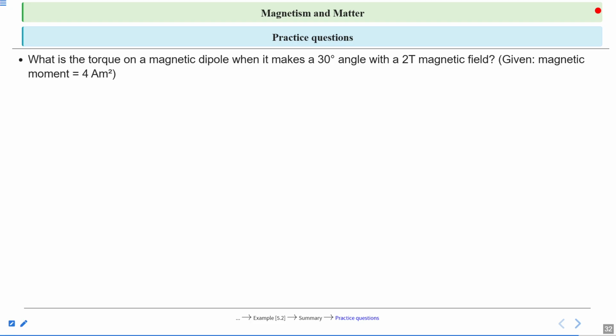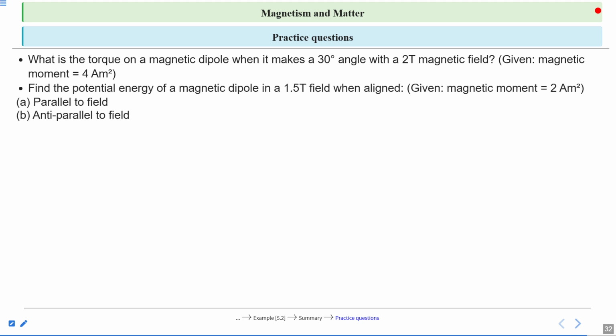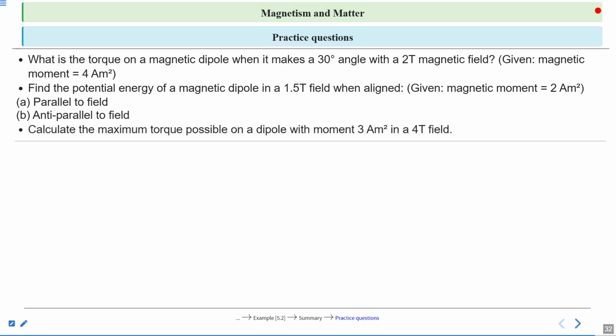There are some practice questions you have to practice yourself. What is the torque on a magnetic dipole when it makes a 30-degree angle with a 2 Tesla magnetic field? Given the magnetic moment is 4 ampere meter square. Find the potential energy of a magnetic dipole in a 1.5 Tesla field when aligned. Given the magnetic moment is 2 ampere meter square, when aligned parallel to the field, and B part anti-parallel to the field. Means theta is 0 degrees and second is 180 degrees.